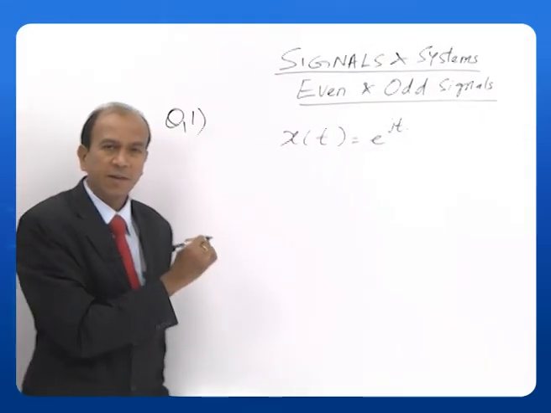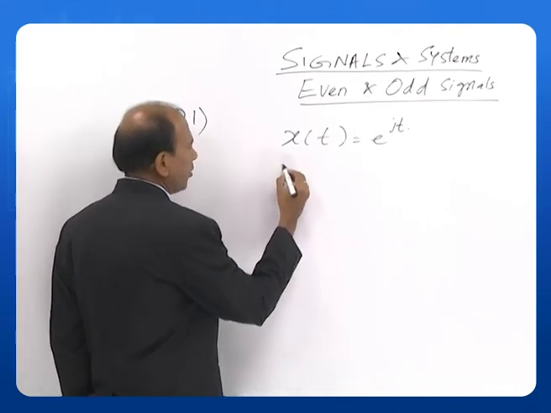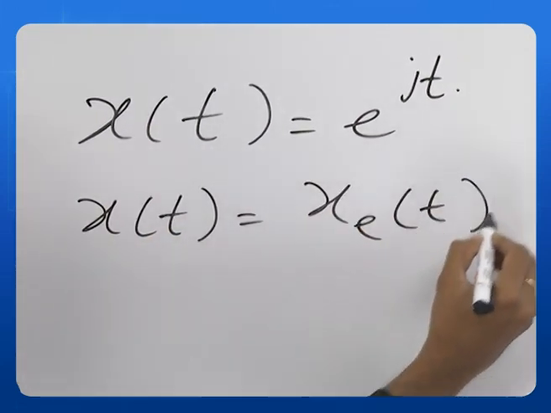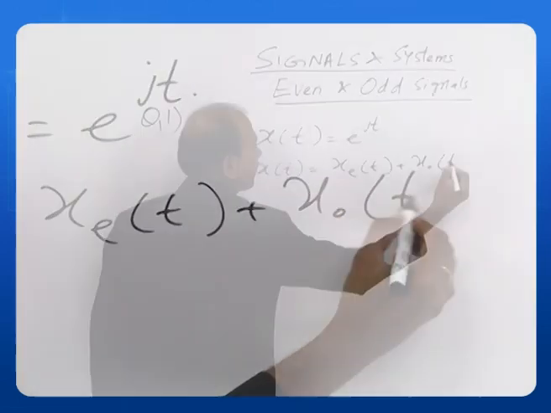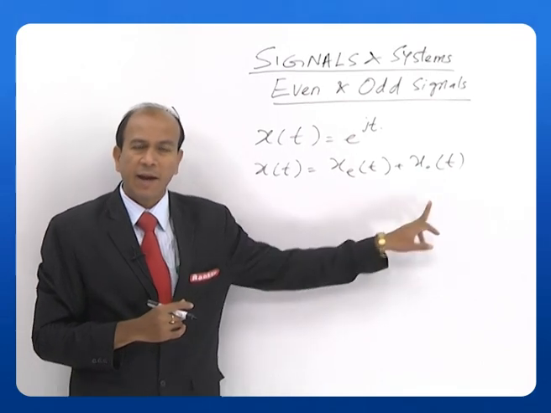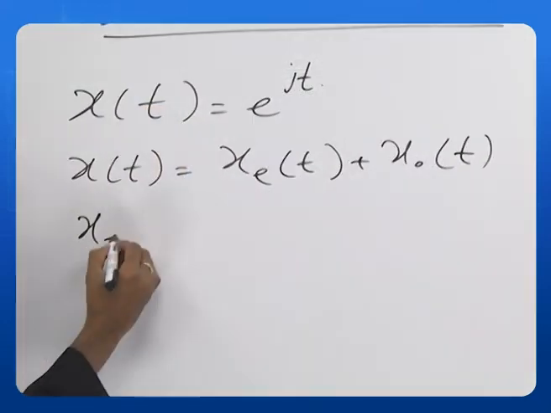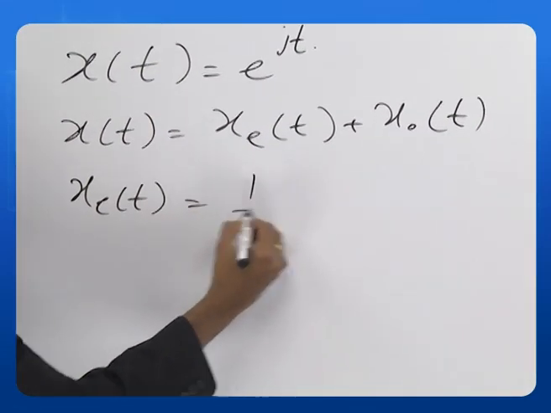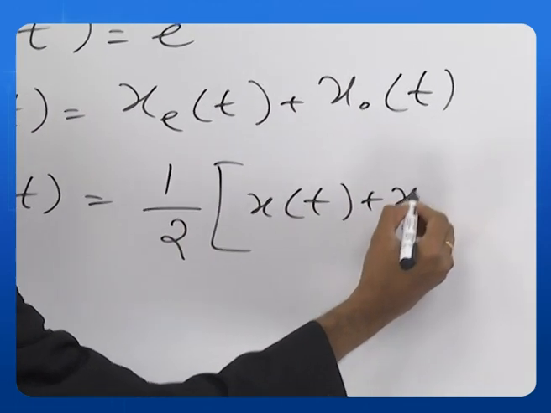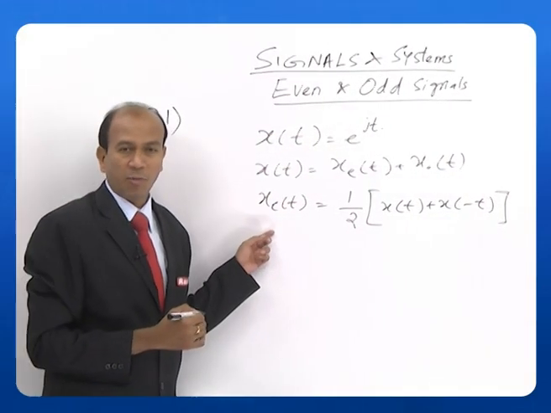Now this function is given. Now we have to break this into an even component and odd component. So let us write that. We know x of t can be expressed as xe of t plus xo of t, where xe of t is the even component and xo of t is the odd component of this signal. And we also know xe of t is given by this formula, half of x of t plus x of minus t. So this will give us the even component.